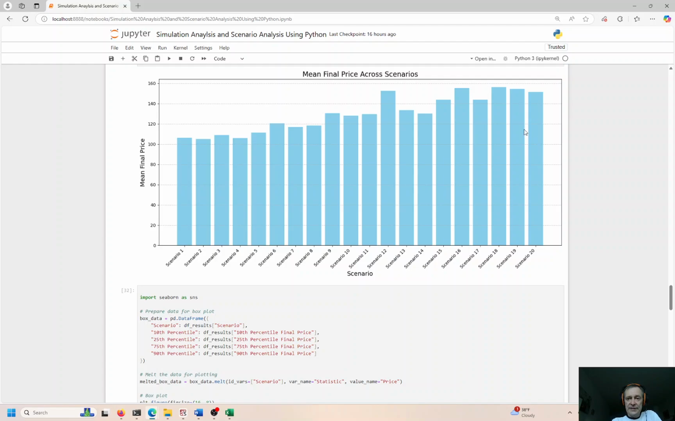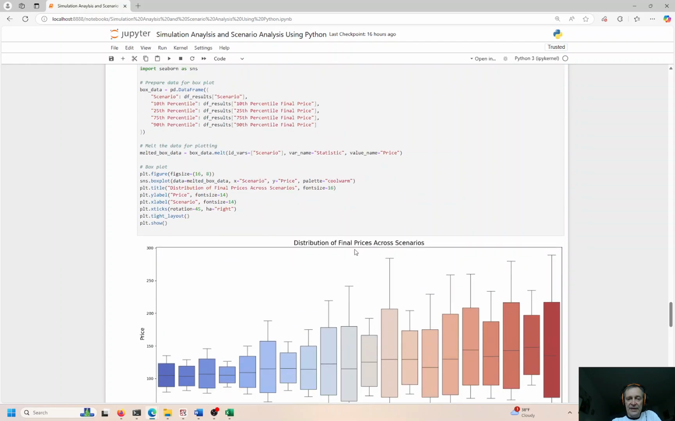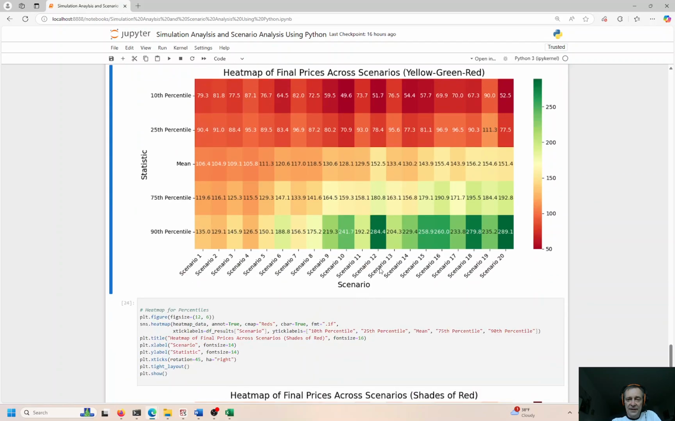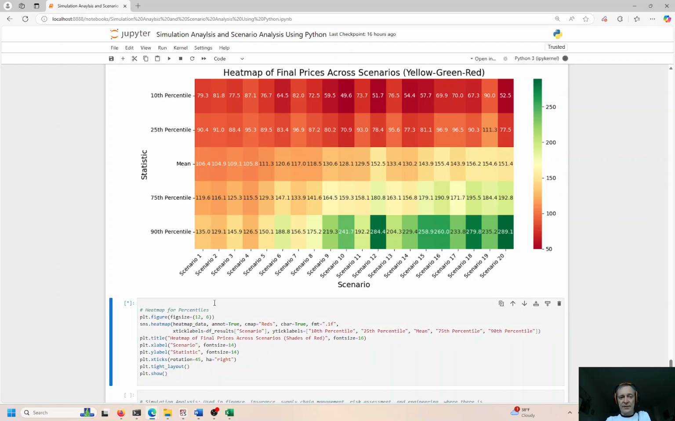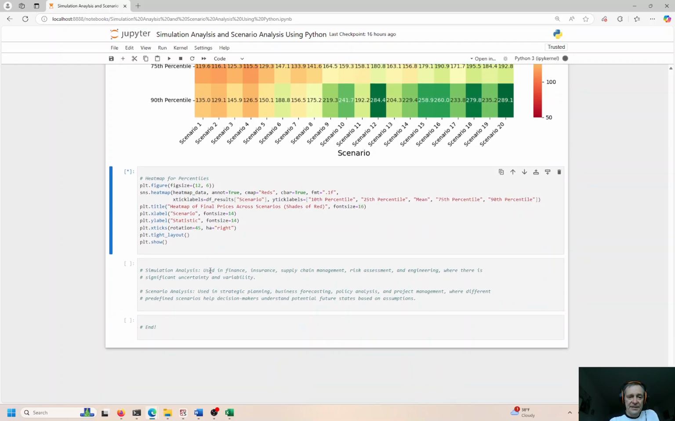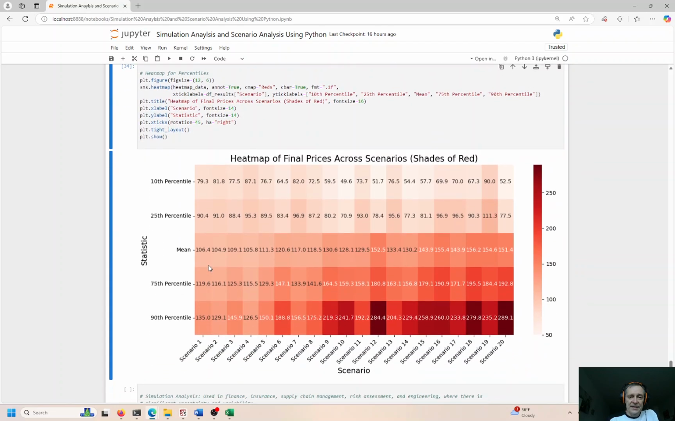Scenario 20 and scenario 12 have higher incomes. If we go down here, scenario 12 has a higher income, 284, and 20 is 289. So the best case scenario here is visually represented in this plot, $289. And the worst scenario over here is about 79. That would be the income for this business. Control Enter. I think this is the last chart that I have here. Yeah, it's the same thing.